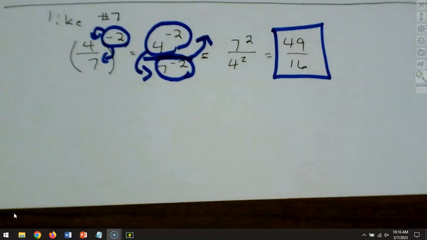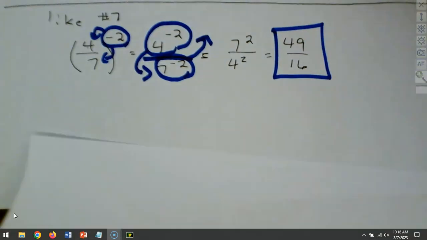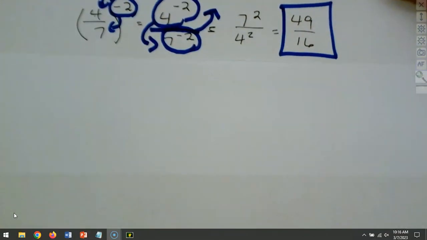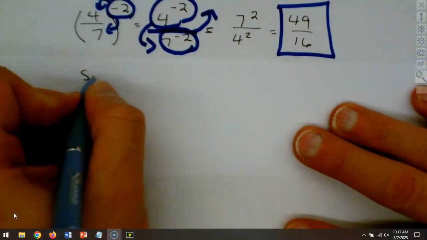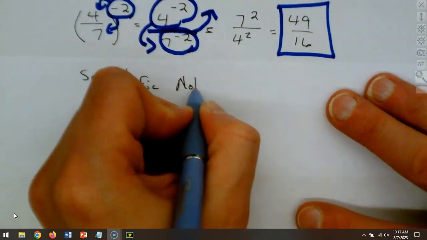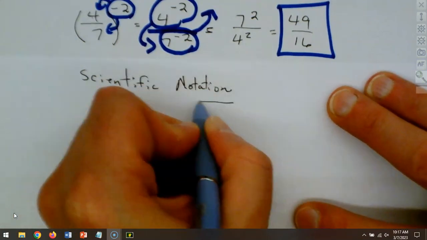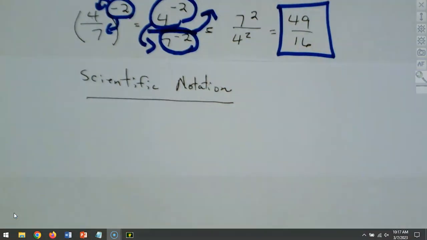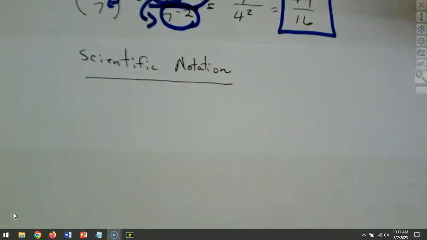Now let's talk about scientific notation, the last part of this section. And it's pretty easy. We're going to talk quickly about scientific notation. When we talk about scientific notation, we're talking about either really large or really small numbers. And in many cases, it's easier for us to use scientific notation than to write up a whole bunch of zeros.